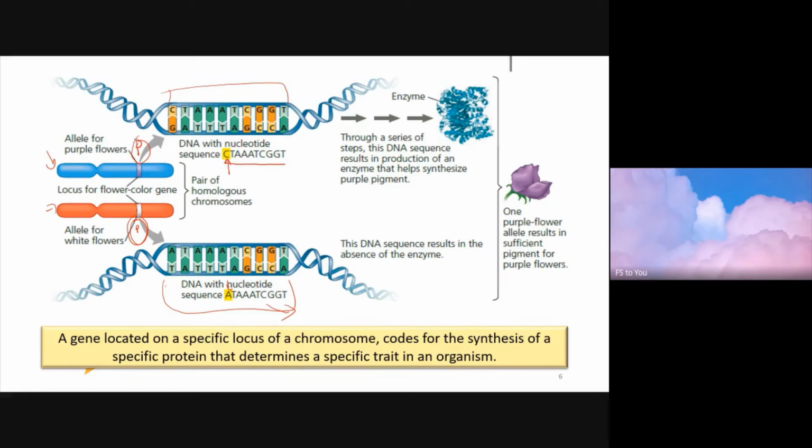So sepatutnya dia menghasilkan purple flowers disebabkan oleh segment of this DNA, the gene can produce enzyme that can synthesize purple pigment. Tapi bila berlaku mutation, dia tukarkan sequence tu, langsung tak boleh hasilkan enzyme. So enzyme tak ada untuk hasilkan pigment. Okay, untuk hasilkan pigment purple flower ni. Tapi disebabkan oleh ada juga enzim yang terhasil, so means that the flower can still exhibit purple phenotype. Faham tak?